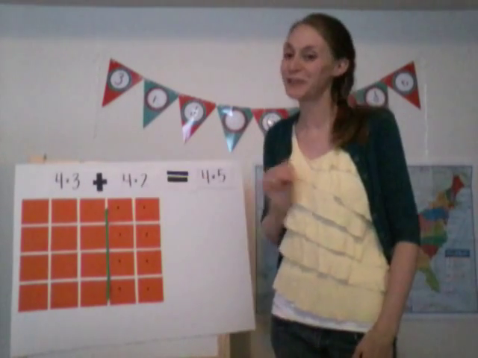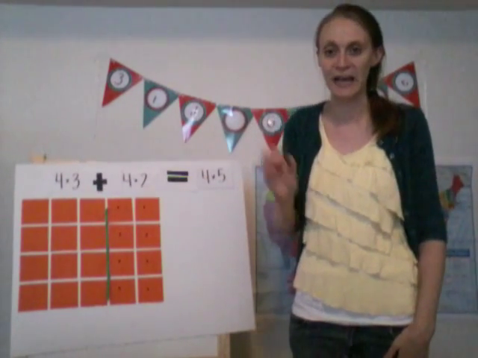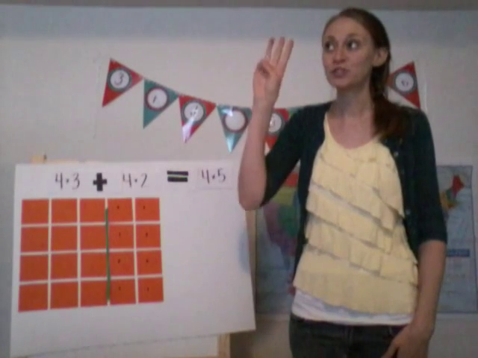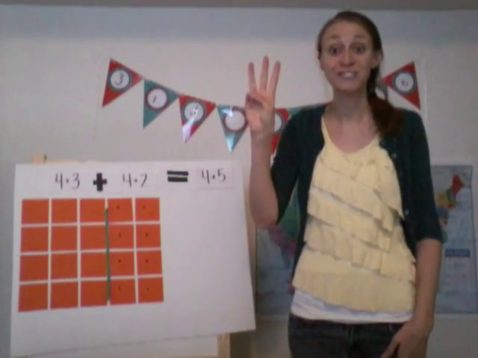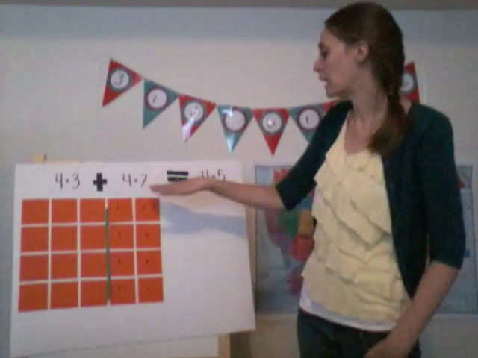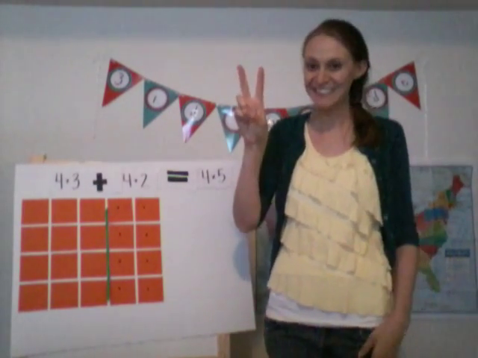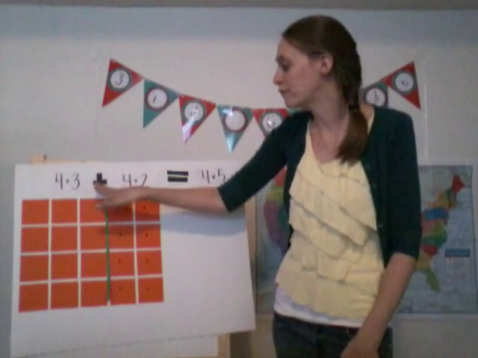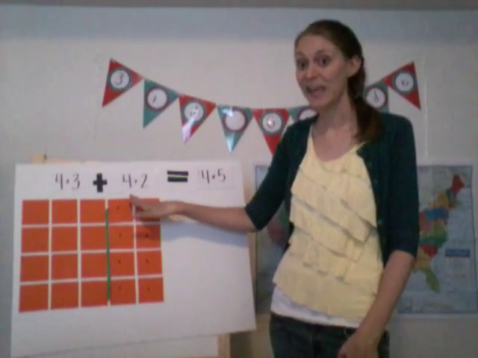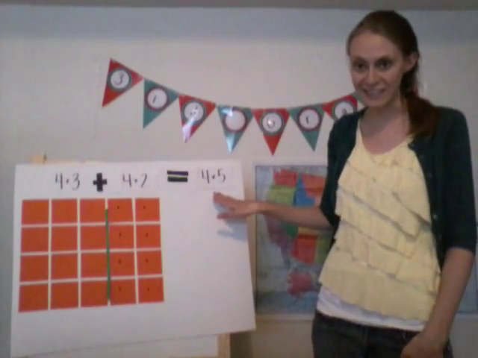4 times 3. Well, we learned that song last week, so let's think about that. 4, 8, 12. 4 times 3 is 12. Okay, now let's look at 4 times 2. 4, 8. All right. So now I have 12 plus 8. That would give me 20.